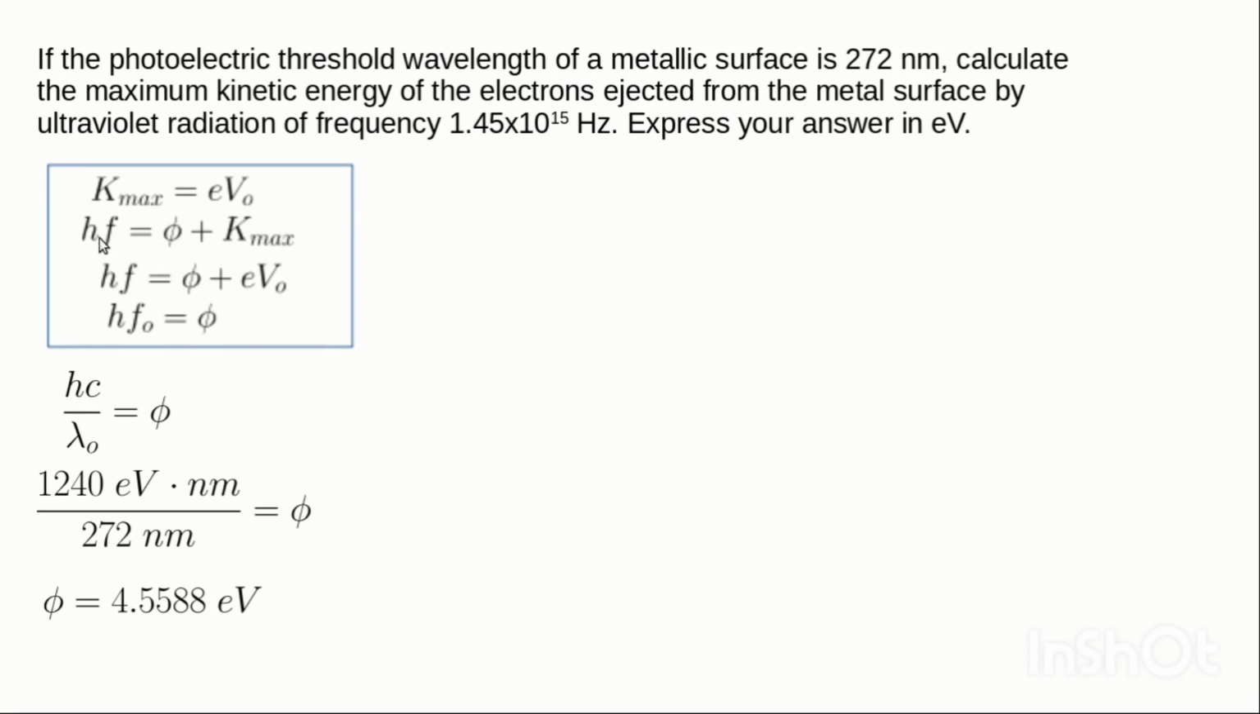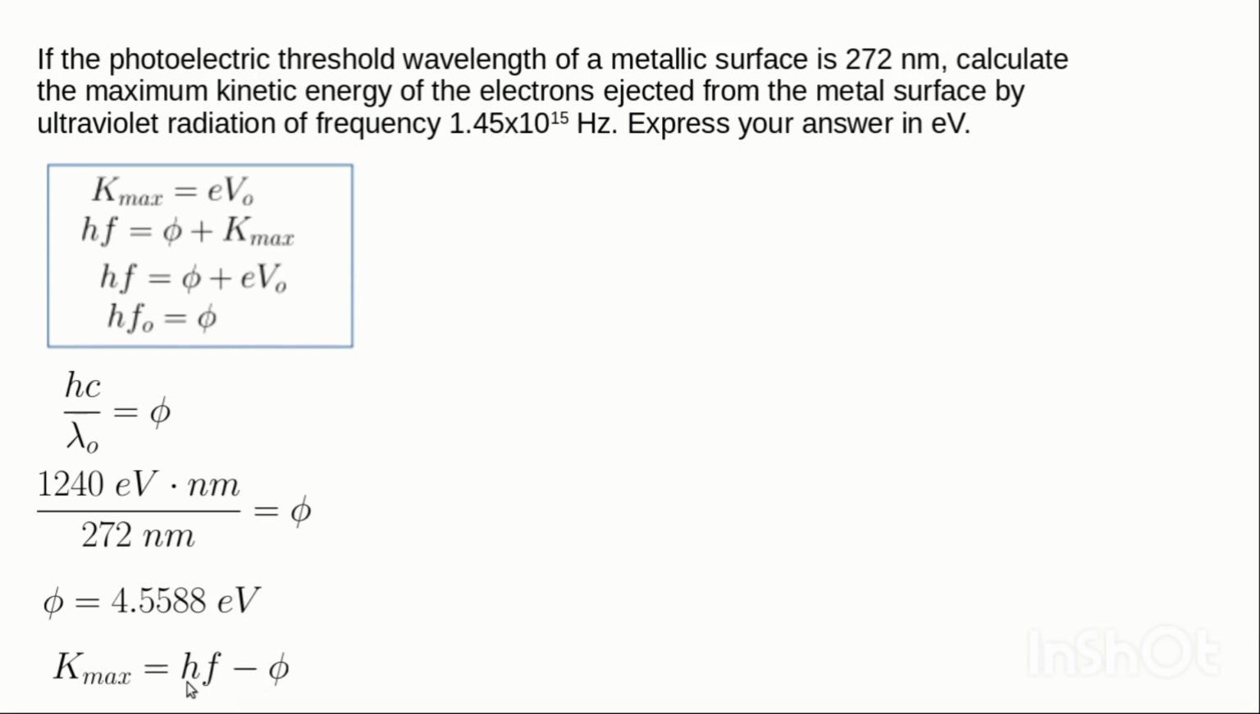So it becomes hf minus phi equal to K max. So we have K max equal to hf minus phi. We already know this, and we are looking for this. Now, we know the frequency of the radiation, which is this, so we can multiply with this.